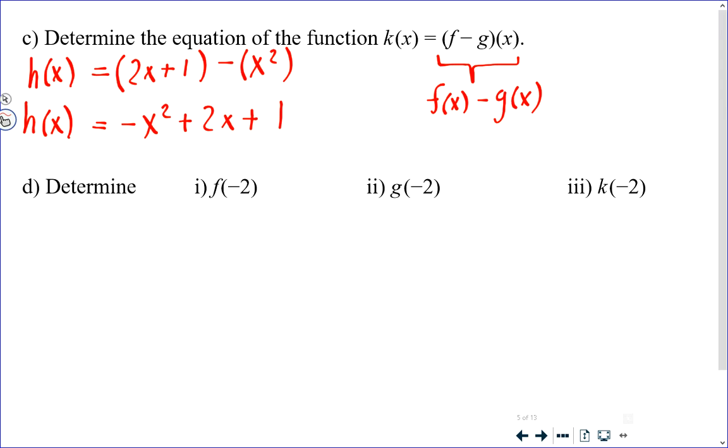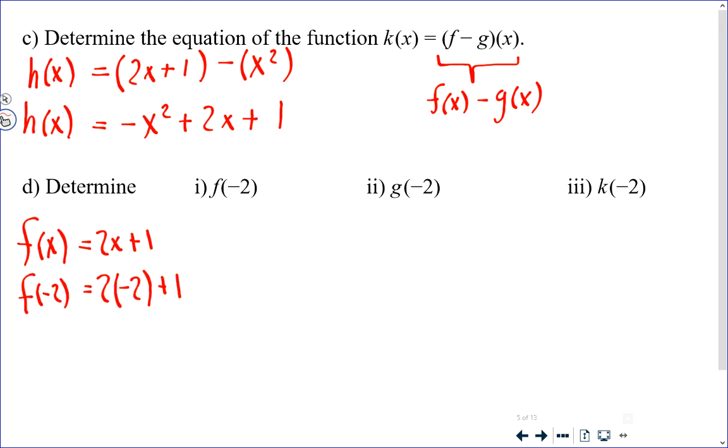So now, what is f of negative 2? Well, again, f of x is 2x plus 1. So f of negative 2 will be equal to 2 times negative 2 plus 1. And we can work out what that is. Negative 2 times 2 is negative 4, plus 1 is negative 3.